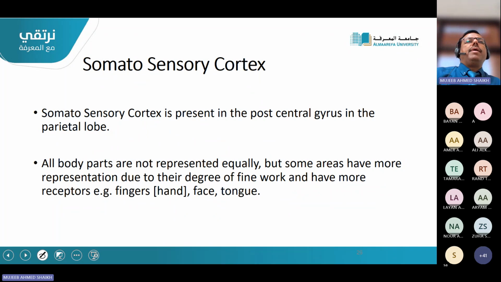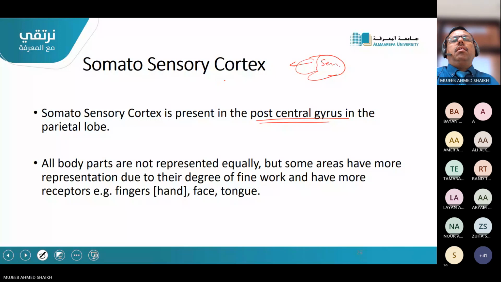Similarly, somatosensory area or the area for detection of sensation is also present on the cerebral cortex, but it is present behind the central sulcus. We call it post-central gyrus. If you remember the picture of the brain, this is the central sulcus. So this is motor and this is sensory, behind the central sulcus, post-central gyrus.